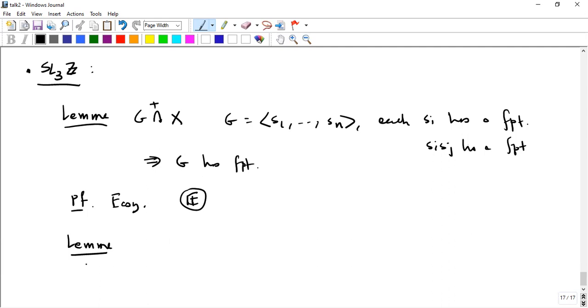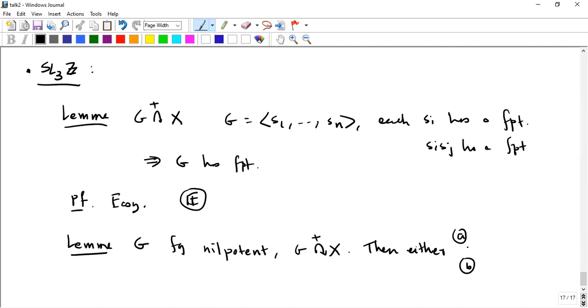I need another lemma, which is something about nilpotent groups, right? Okay, so suppose G is a finitely generated nilpotent group. Is there anyone here who does not know the definition of nilpotent? Then I can recall. Just let me know because it's easy. Then either A or B, mutually exclusive: either G has a fixed point, or there exists a bi-infinite geodesic along which G translates.